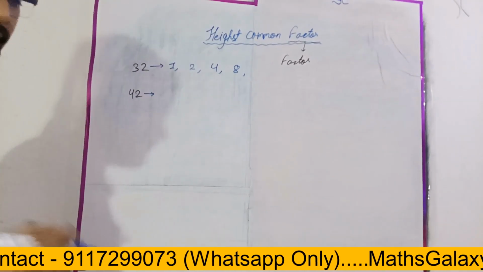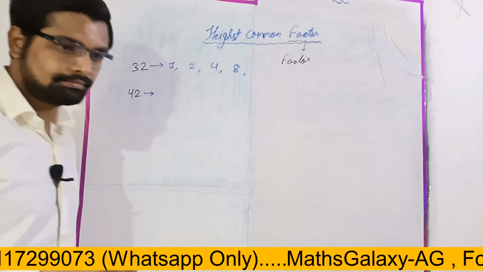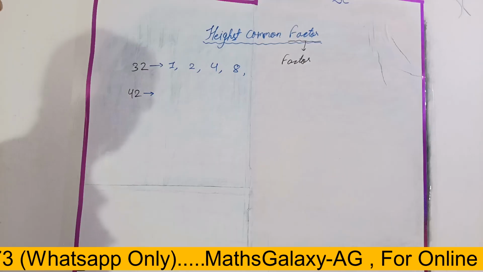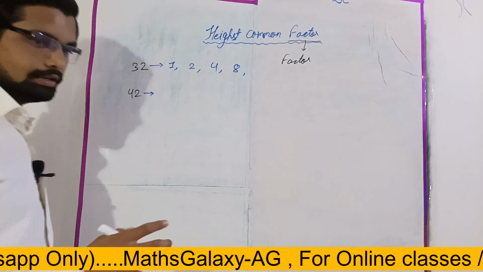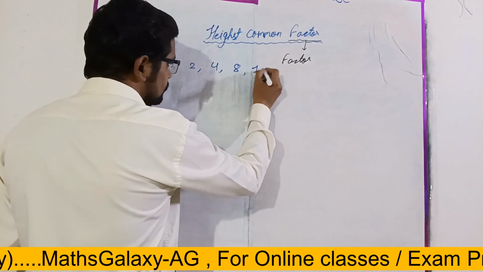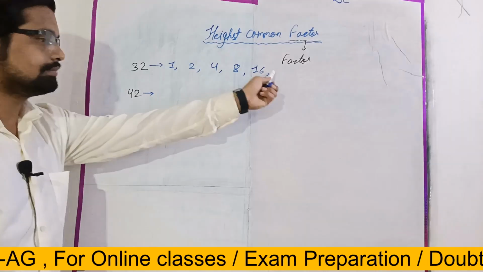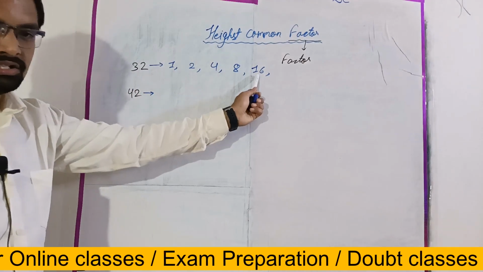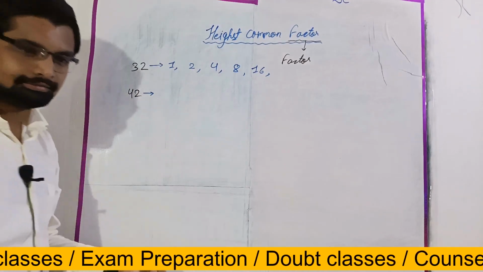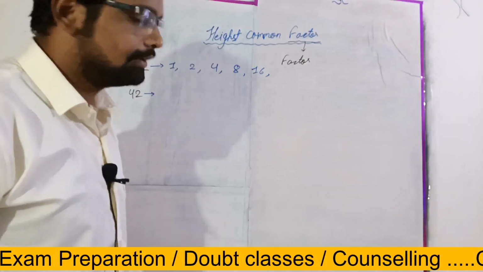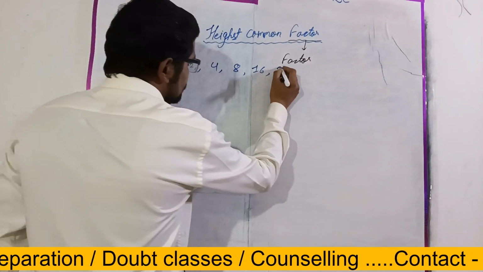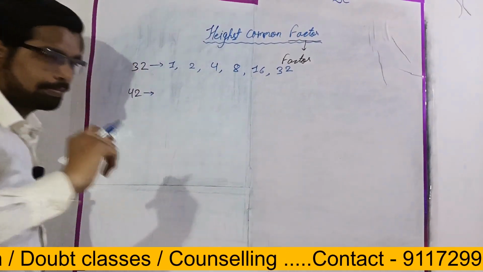Now after that, another. For 32, one more, 2 more: 16. 2 in 16 times 32, so 16 in 2 times 32, right? Then after this it will be 32, right?